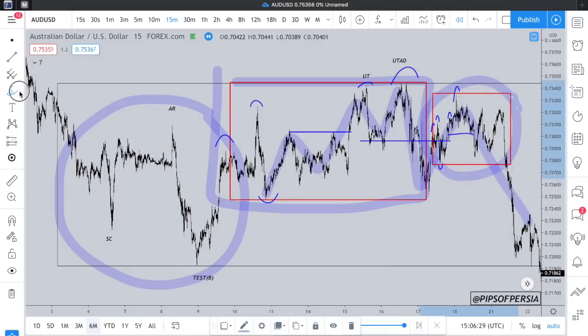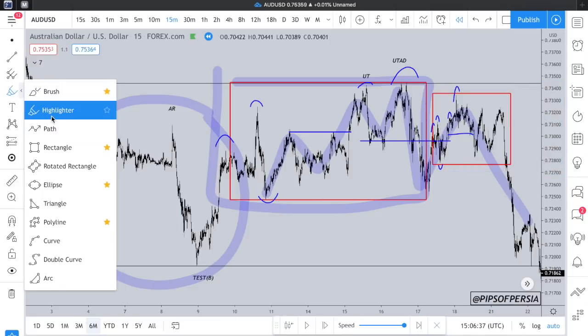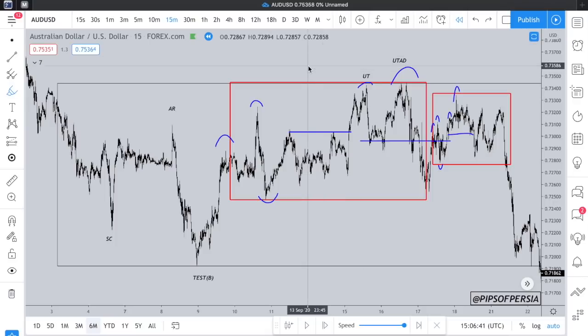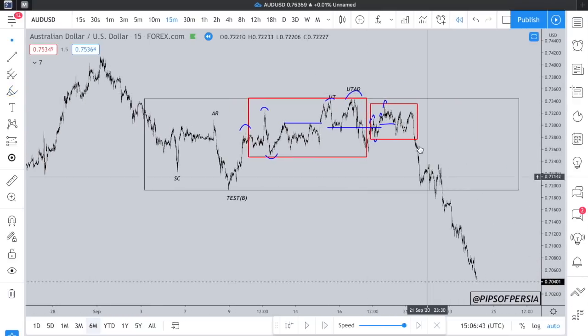I'm really liking this new TradingView update, by the way. Highlighter, yep, I like it. Good job, TradingView.